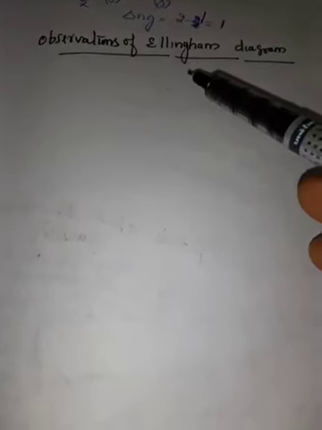Children, now we are going to learn about observations of the Ellingham diagram. I already taught the Ellingham diagram. The X-axis is temperature, and the Y-axis is the delta G naught value plotted. There are 4 observations, and first we are going to see observation 1.